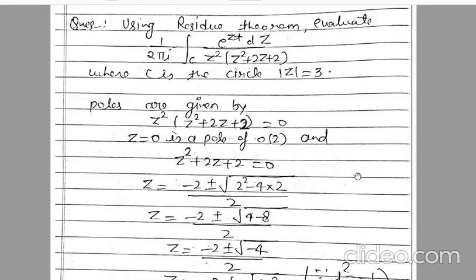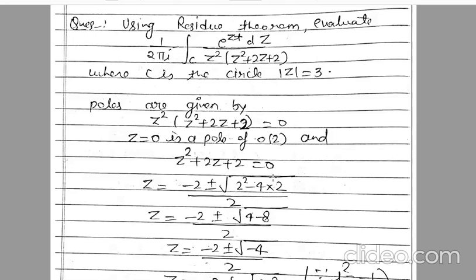So now the question is, you have to evaluate this integral, 1 upon 2 pi i into the integral of e to the power z dz upon this expression. So mod z is equal to 3 is the given circle. First we need to calculate our poles. For the poles, you will put the denominator equal to 0. So z is equal to 0 is a pole of order 2, because z square is equal to 0. That means you will get 0, 0, 2 times.